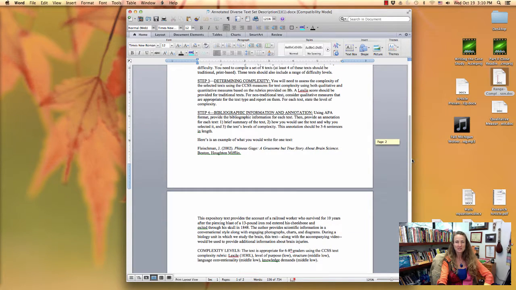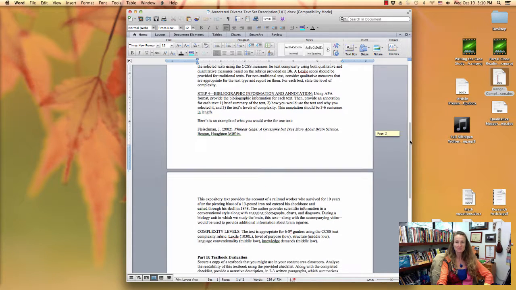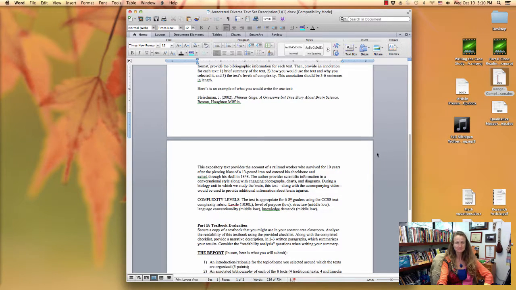You're going to create a bibliography and annotation for each of the texts you're going to use, using APA format. Provide a brief summary of the text, how you would use it in the class and why you chose it, and the level of complexity. This annotation should be a paragraph or 2 in length for each. Here's an example. If we're looking at Phineas Gage, here's a description of the book itself, and then here's a description of the complexity level based on the Lexile level, the quantitative analysis, and the qualitative analysis.